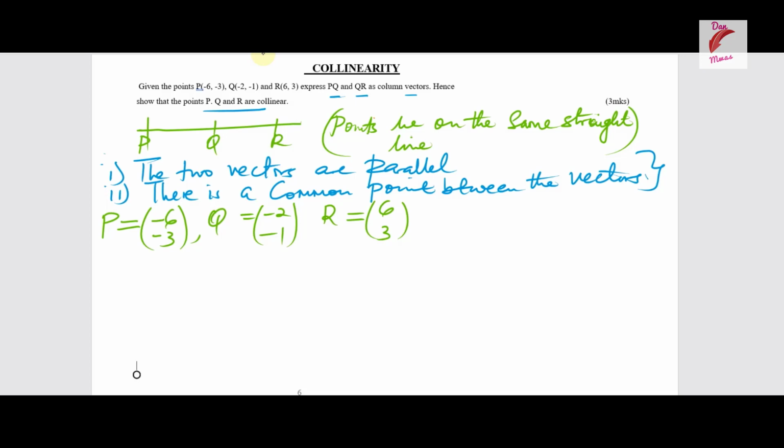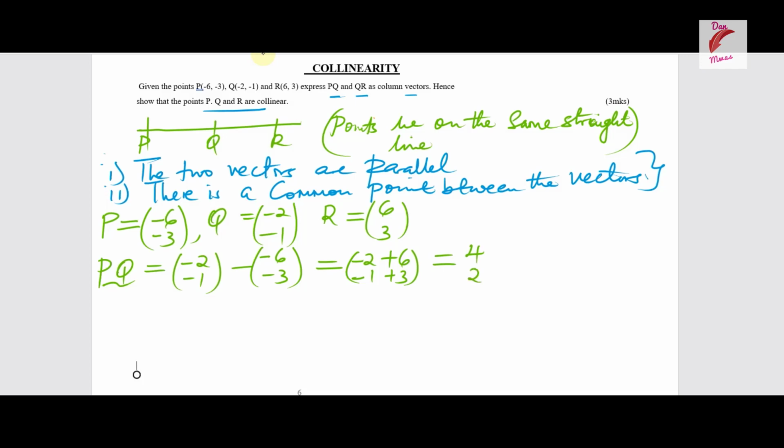Then now let's get PQ. So vector PQ is obtained by getting Q minus P. So Q is (-2, -1), minus P, which is (-6, -3). This gives -2 subtract -6, which is -2 plus 6, and -1 subtract -3, which is -1 plus 3. So -2 plus 6 gives 4, and -1 plus 3 gives 2. So that is PQ as a column vector.